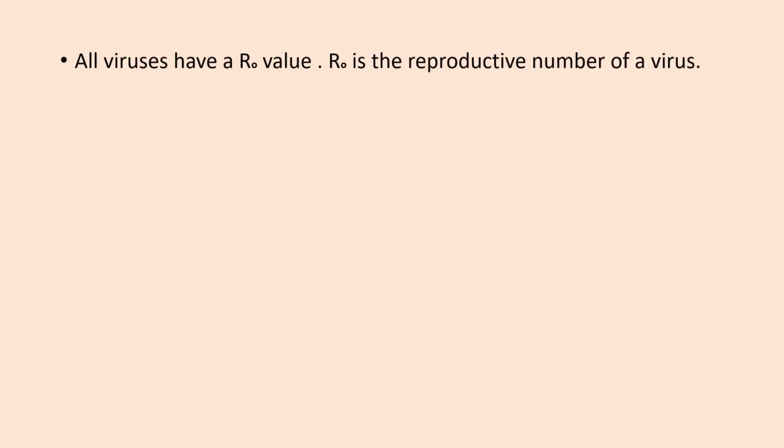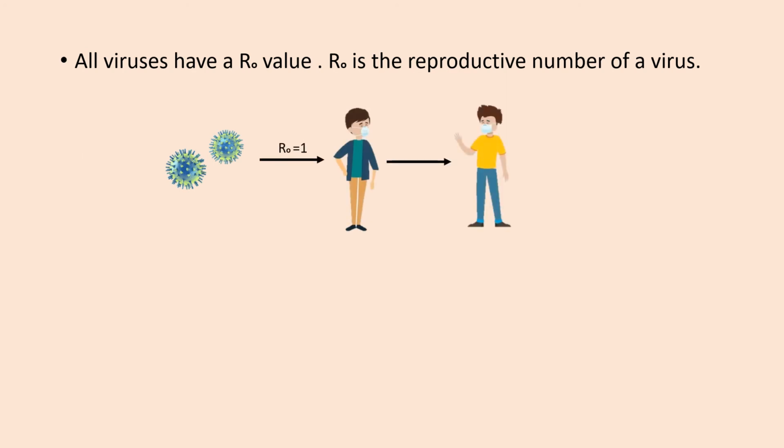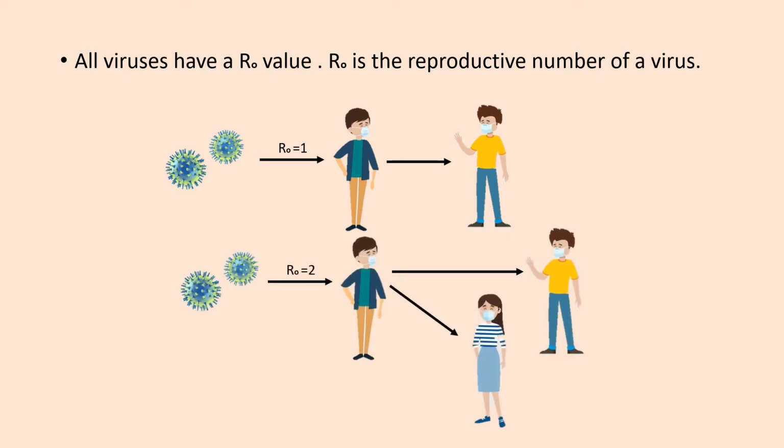All viruses have an R0 value. R0 is the reproductive number of a virus. It represents how quickly a virus can spread. If the R0 value of a virus is 1, then an infected person can pass on the virus to 1 new person. If the R0 is 2, then it can be passed on to 2 new people, and so on. The R0 of SARS-CoV-2 is approximately 2.2.